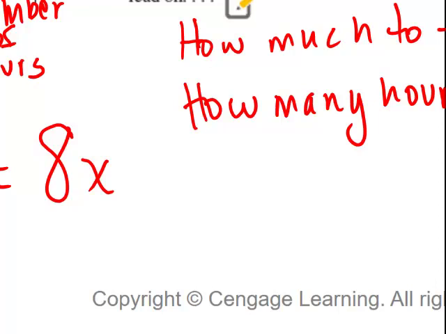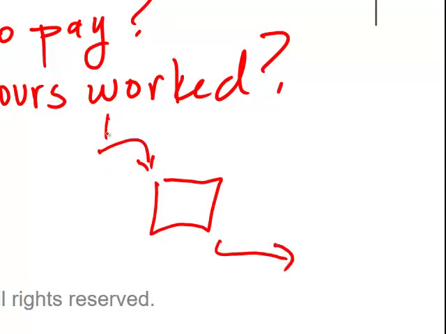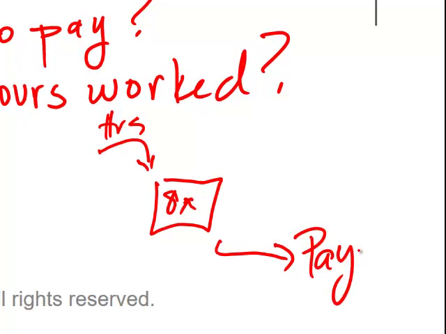Now they asked if it's a function or not. Well, yeah, it is going to be a function. You could draw a little function box and you could say that I put in the number of hours. Inside of here I do 8 times whatever goes in the box. So 8 times x, whatever goes in. And then what comes out is the pay. So I am going to have a relationship between what goes in and what comes out.